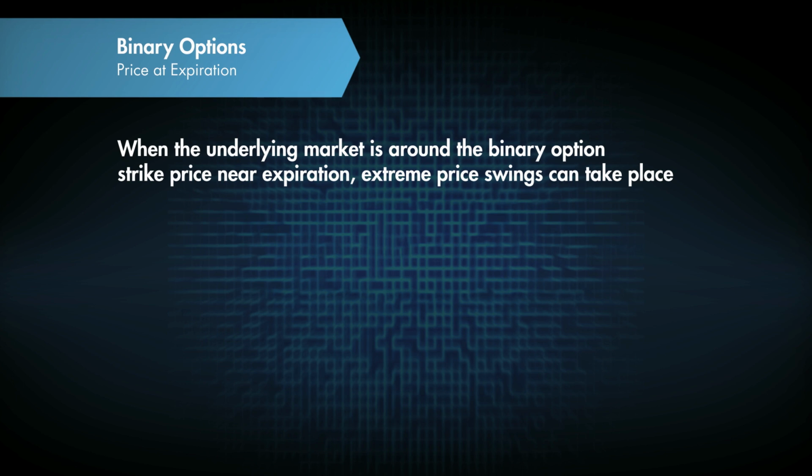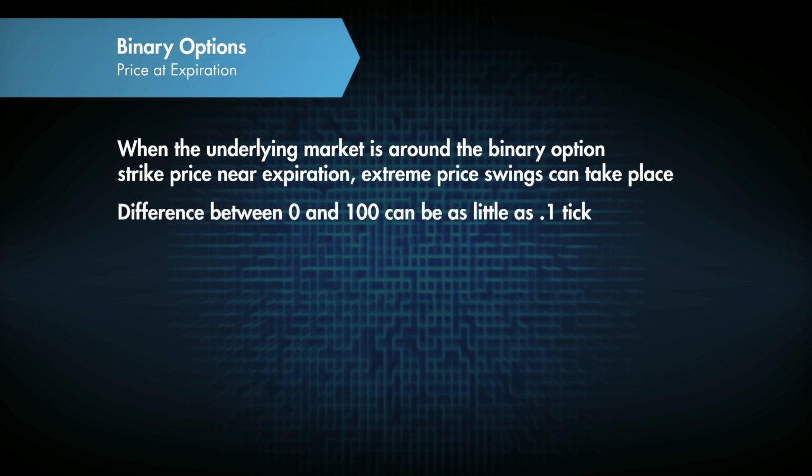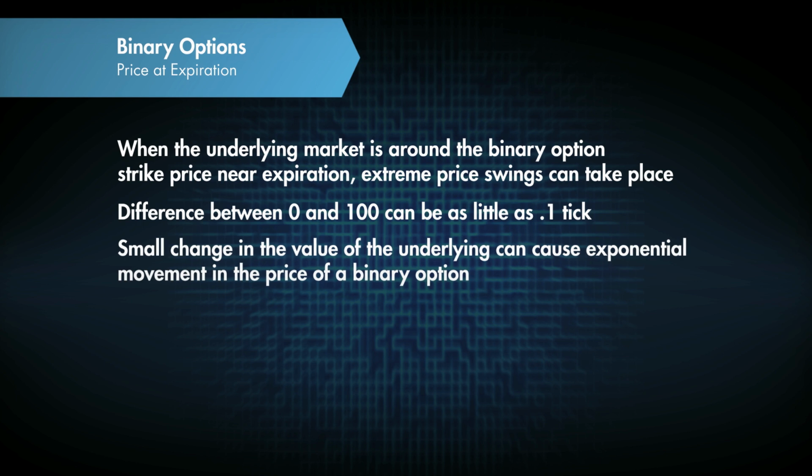So when the underlying market, whether it be an equity index, a commodity, or a currency, is around or very near or even at the option strike price as it approaches expiration, extreme price swings can take place. The reason being, if we think about it, is the difference between settlement of 0 or 100 can be as little as 0.1 tick. And so as we're approaching expiration, we can see some very dramatic price swings. A small change in the value of the underlying can cause exponential movement in the price of a binary option.